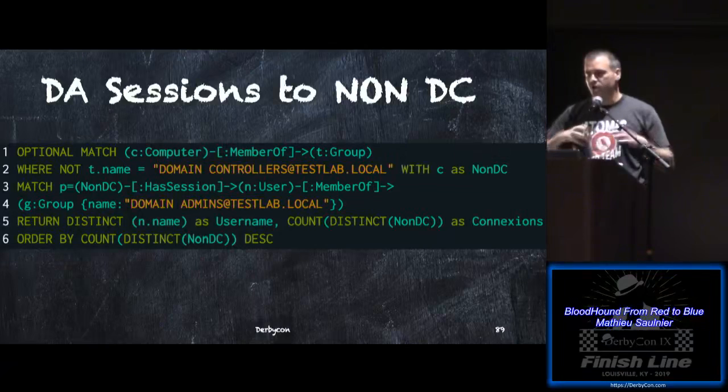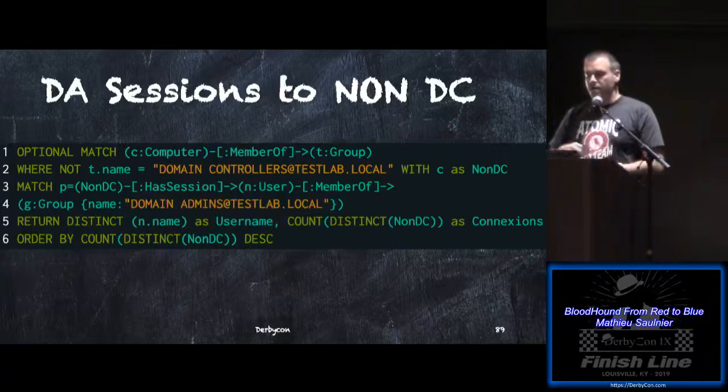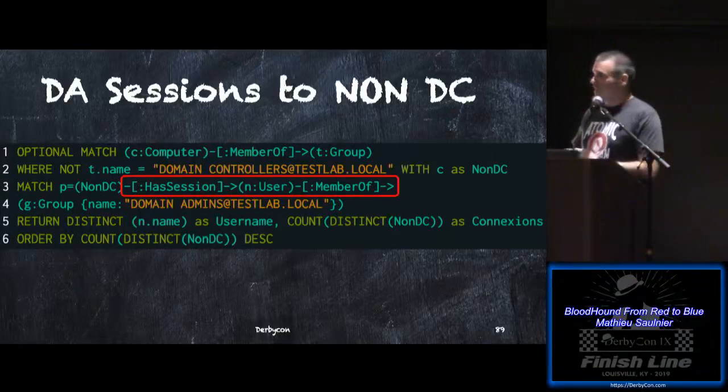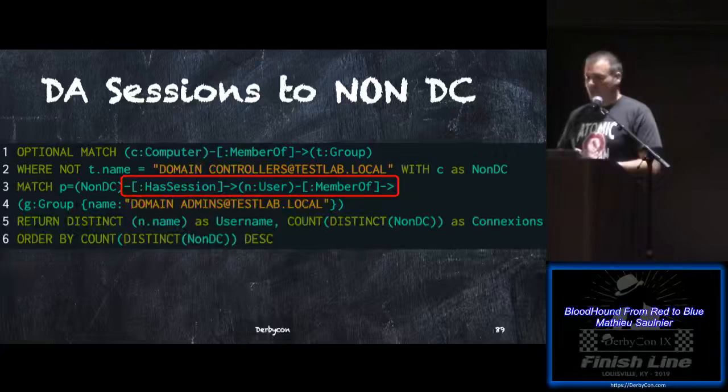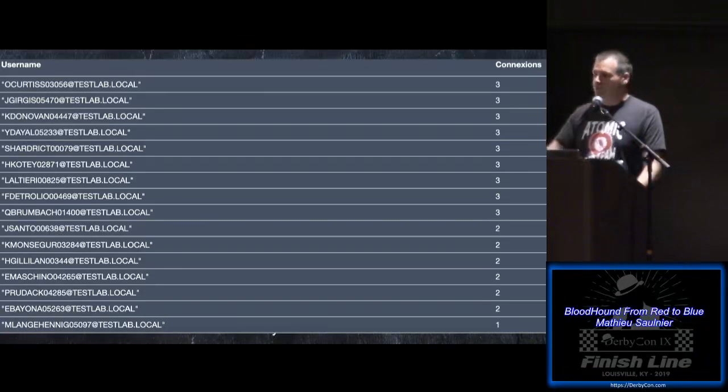And then you're going to do a match from all of your computers that are not DC, and you're going to search for all the users that have a session on those machines that are members of the domain admin groups. And then you're going to return all the usernames, and you're going to count how many machines they are connected to, and return that. Again, for those who have good eyes, you might have noticed that here we have a double relationship, again showing how powerful Cypher can be when you start playing with it and understand how it works. So this will give us something like this. So all the usernames and all the number of connections they have.